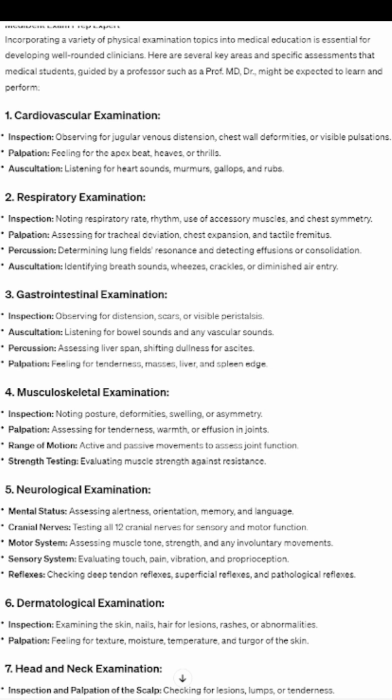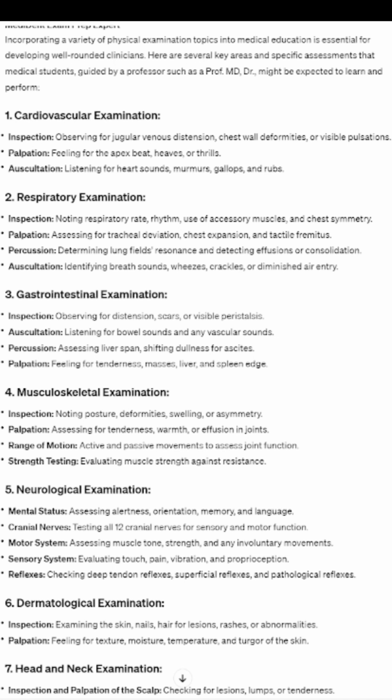1. Cardiovascular examination. Inspection: observing for jugular venous distension, chest wall deformities, or visible pulsations. Palpation: feeling for the apex beat, heaves, or thrills. Auscultation: listening for heart sounds, murmurs, gallops, and rubs.